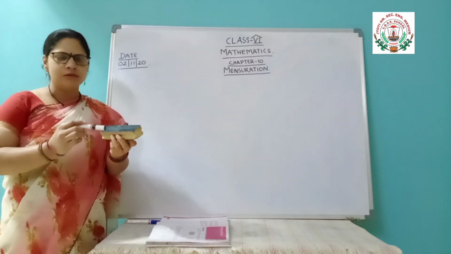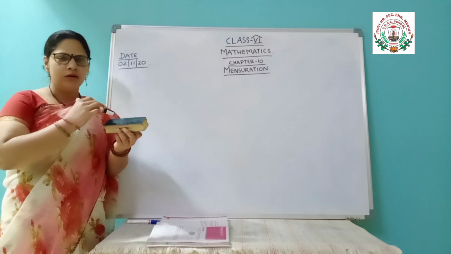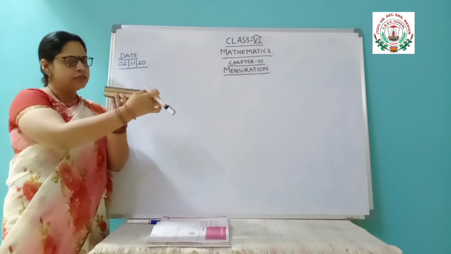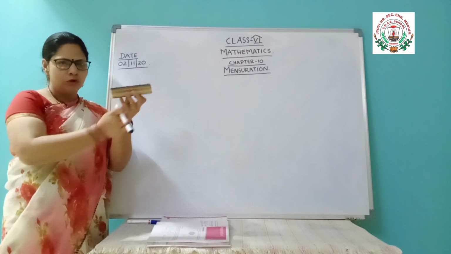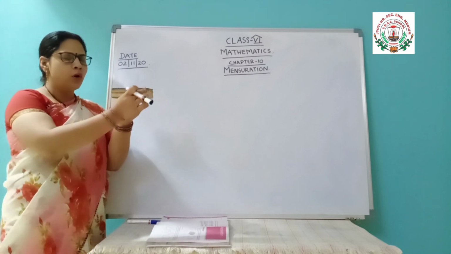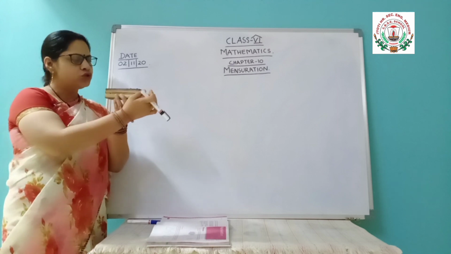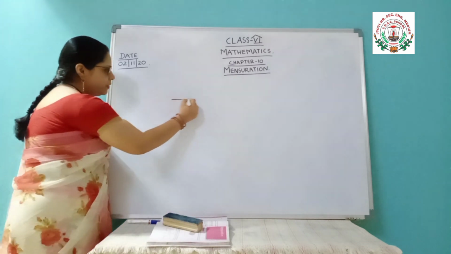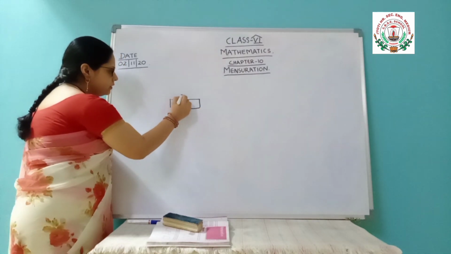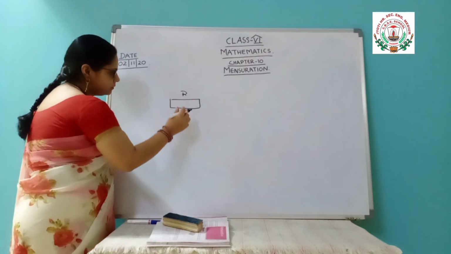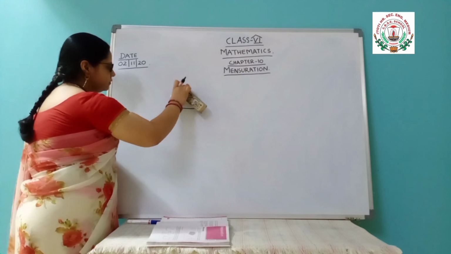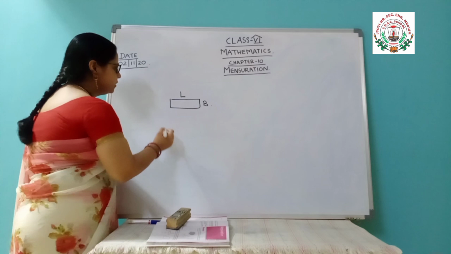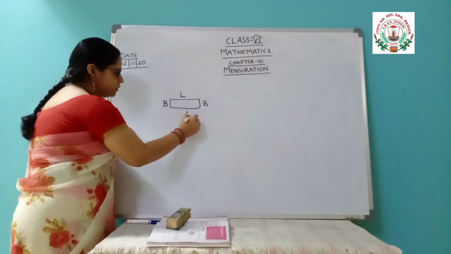Now if I ask what is the total of all this, this is called the length and this is called the breadth. Because it is a rectangle, the longer one is the length and the shorter one is the breadth. So I am drawing a simple figure here. This is a rectangle. This is called the length and this is called the breadth. So this is also breadth and this is also length.